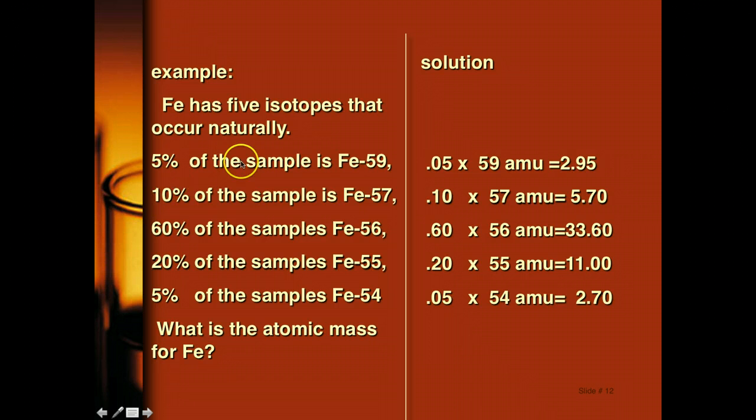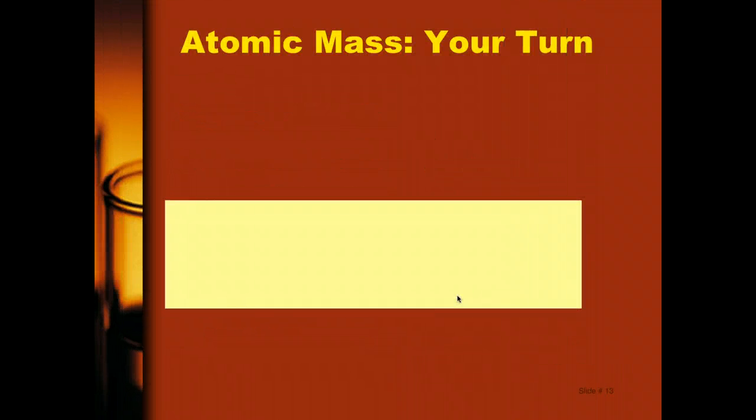Just looking at this right here, 60% and 20%, you can see it over here, 60 and 20, 80% of all iron atoms are 56 or 55 AMUs. So your answer is going to be somewhere in the 56 range. And if we pull ahead and look, sure enough, 55.95. By the way, all your decimals should add up to 1 in this case, because they're all decimals, your percentages. All right, here's one for you to do.